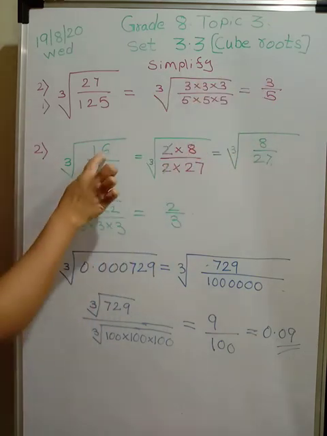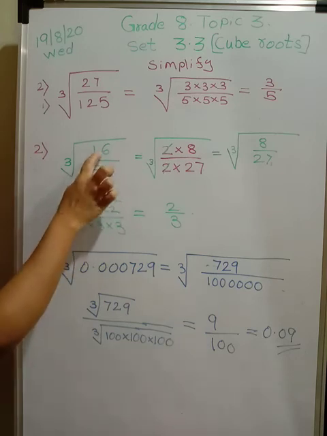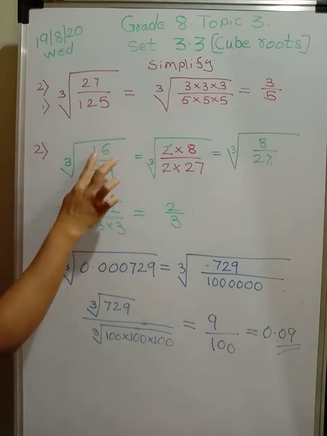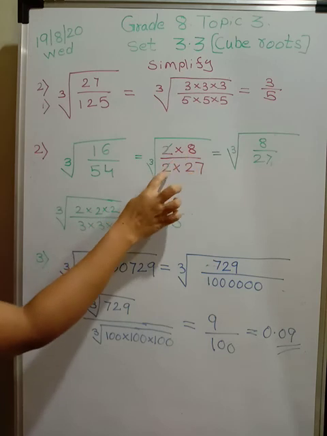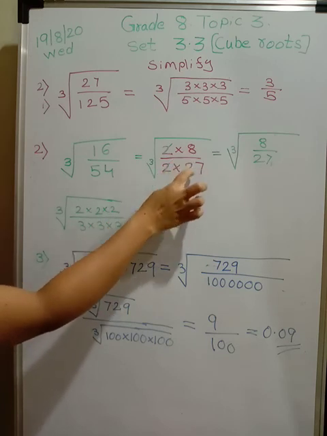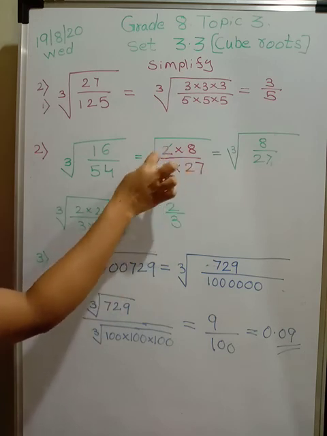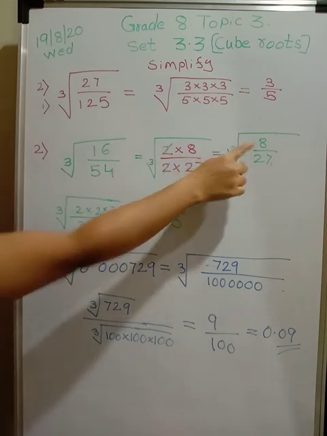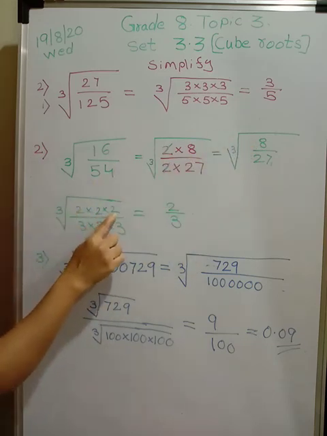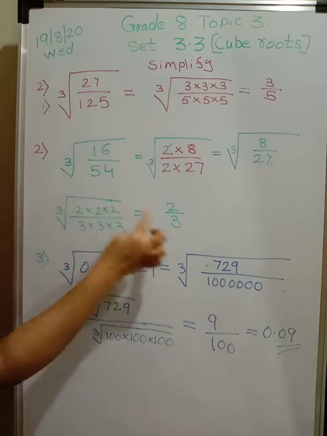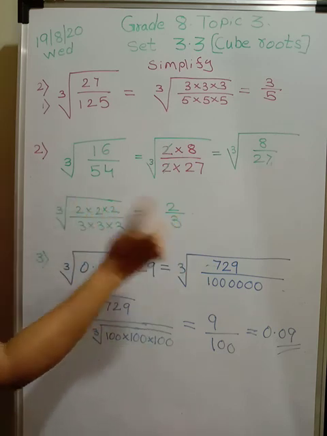Similarly, look here now, 16 upon 54. These are not perfect cubes. So what I am doing is splitting this as 2 into 8 and 2 into 27. 8 and 27 are perfect cubes. So I can cut this 2 and I have 8 as 2 into 2 into 2 and 27 as 3 into 3 into 3. So out of the cube root sign, I'll get only 2 upon 3.